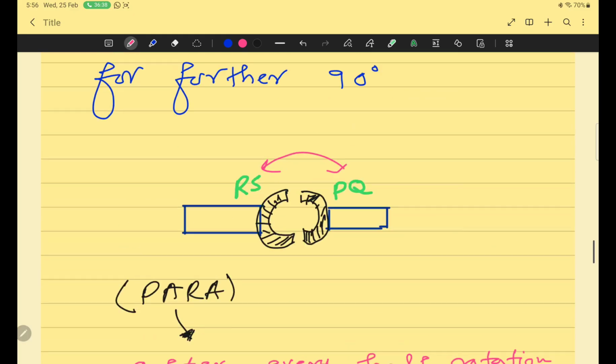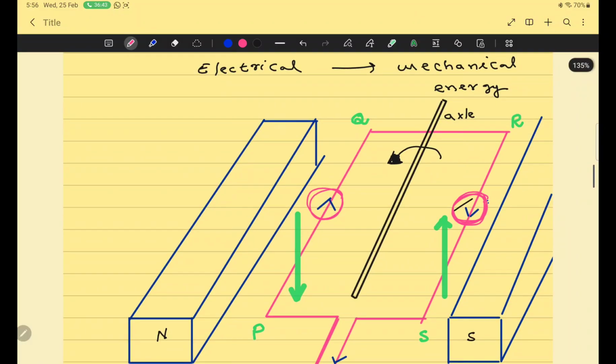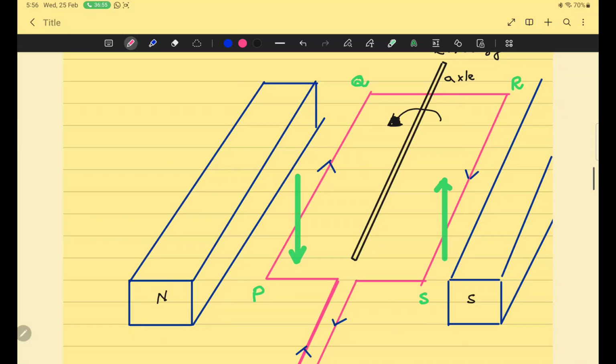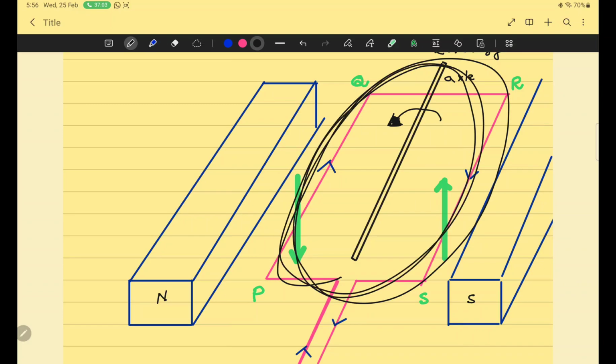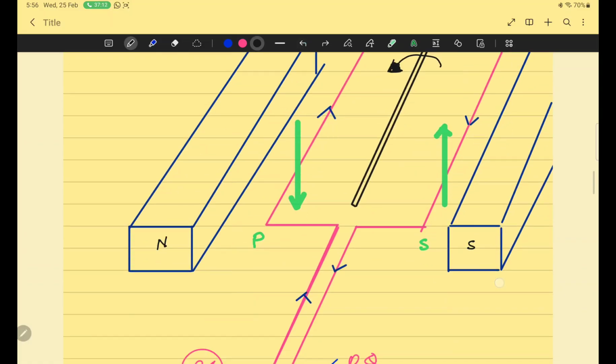So what does it mean? Actually, in this diagram, I drew this rectangle. And this rectangle is a frame. The coil is wound on the frame. One, two, three, four, five, six, thousands of times. The coil is wound on the rectangular frame.